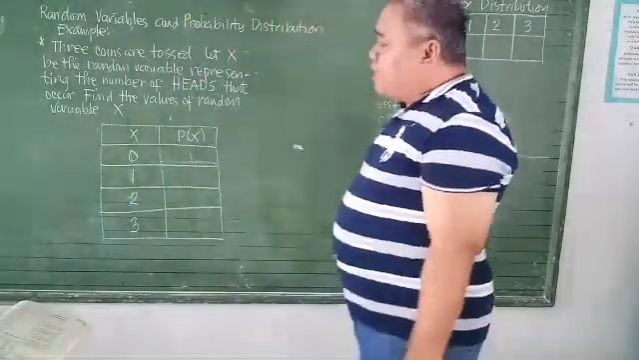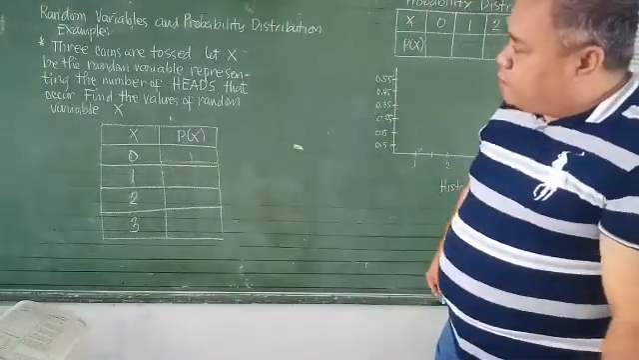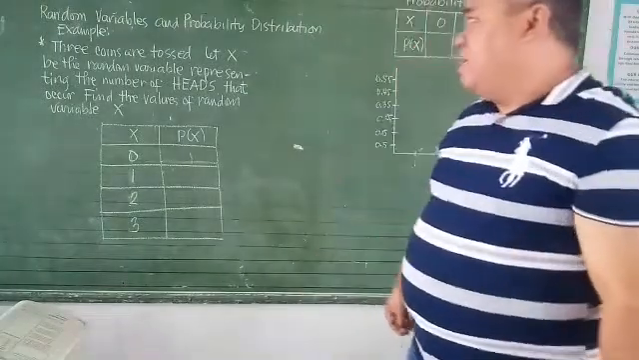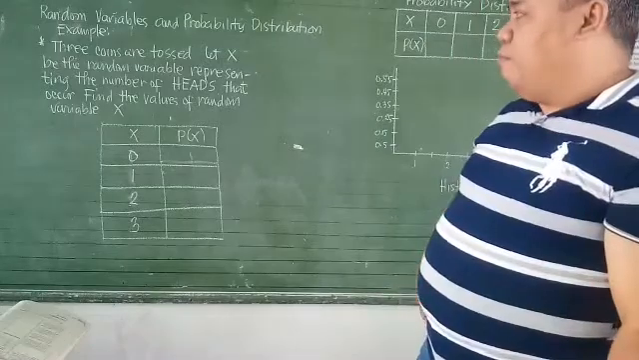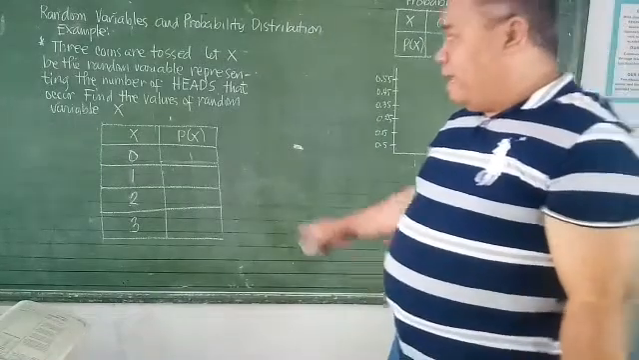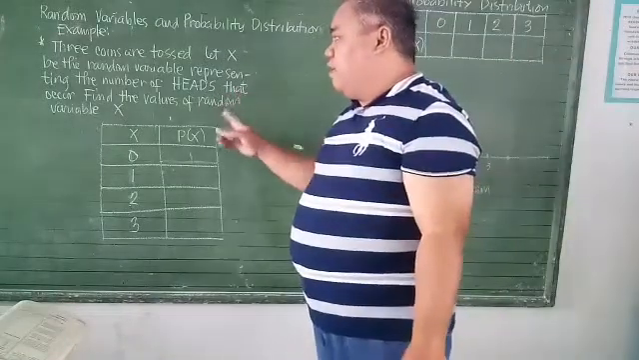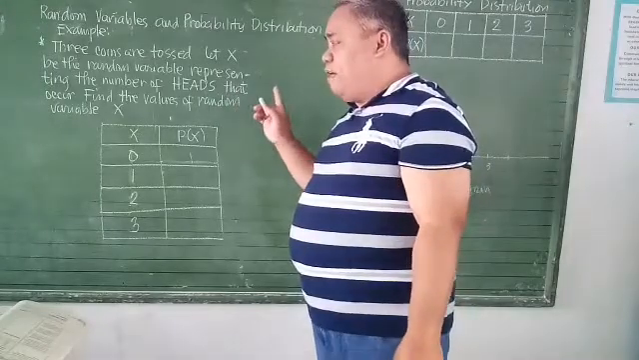Let's take this example. Three coins are tossed. Let x be the random variable representing the number of heads that occur. Find the values of the random variable x.